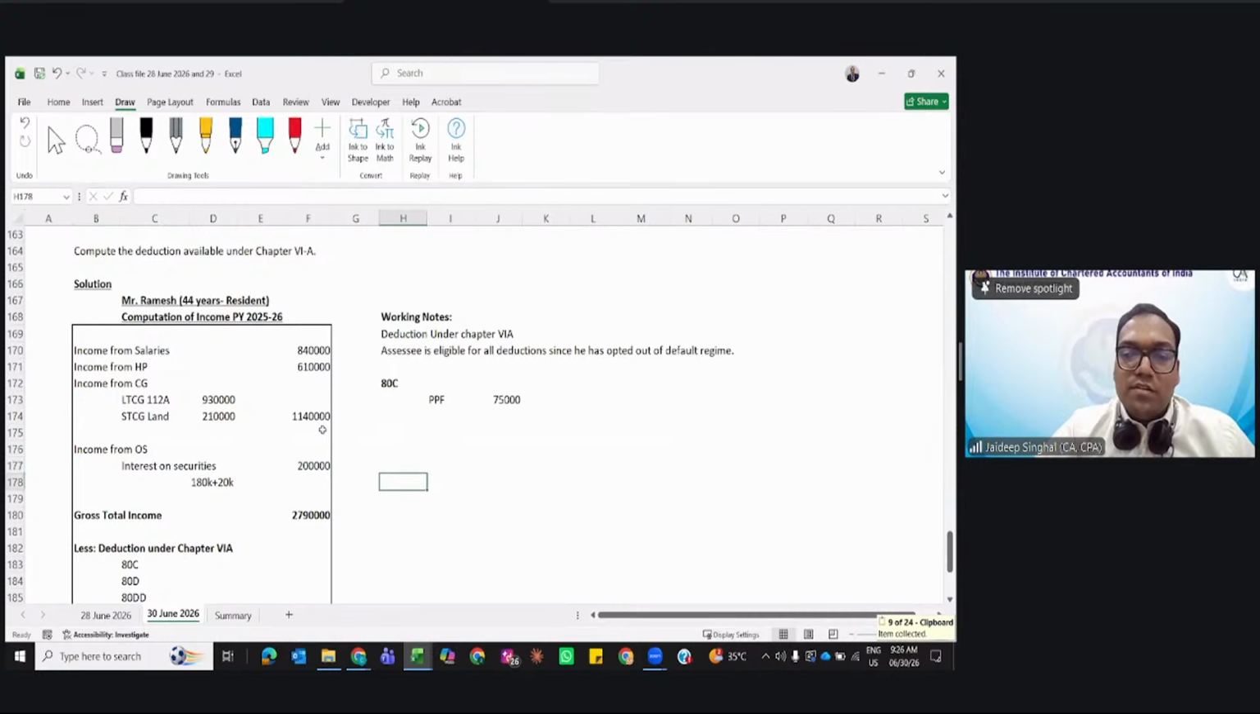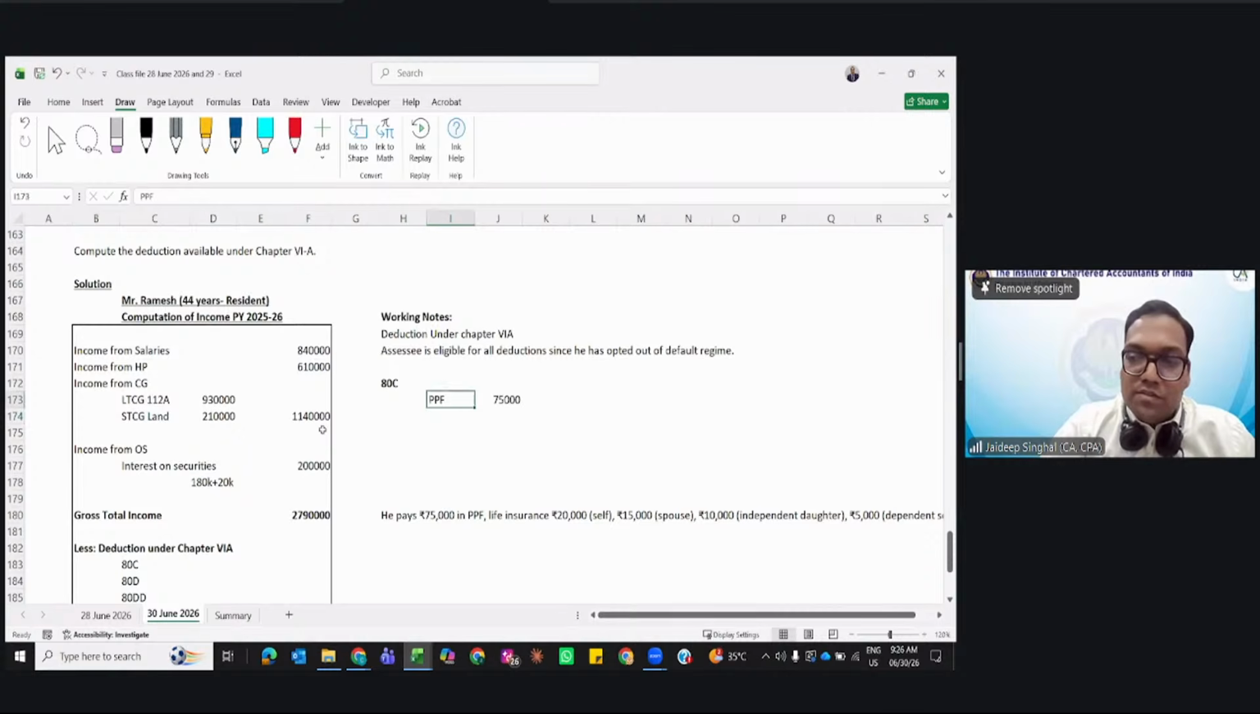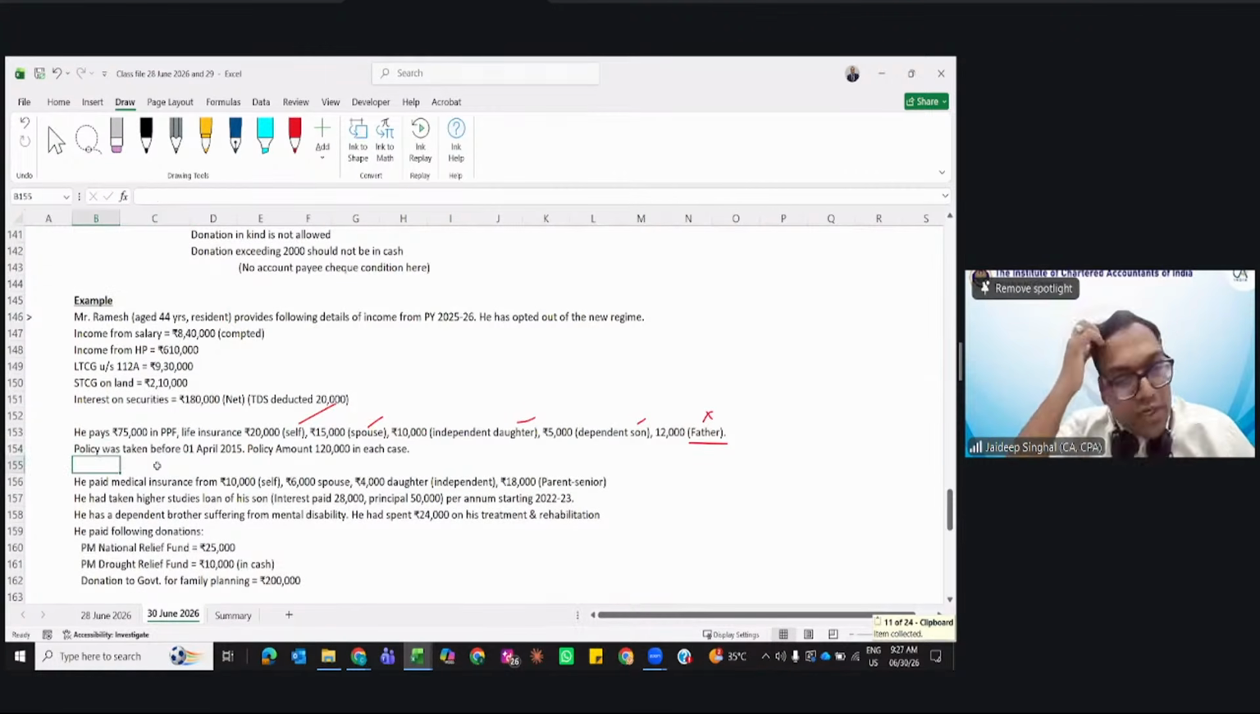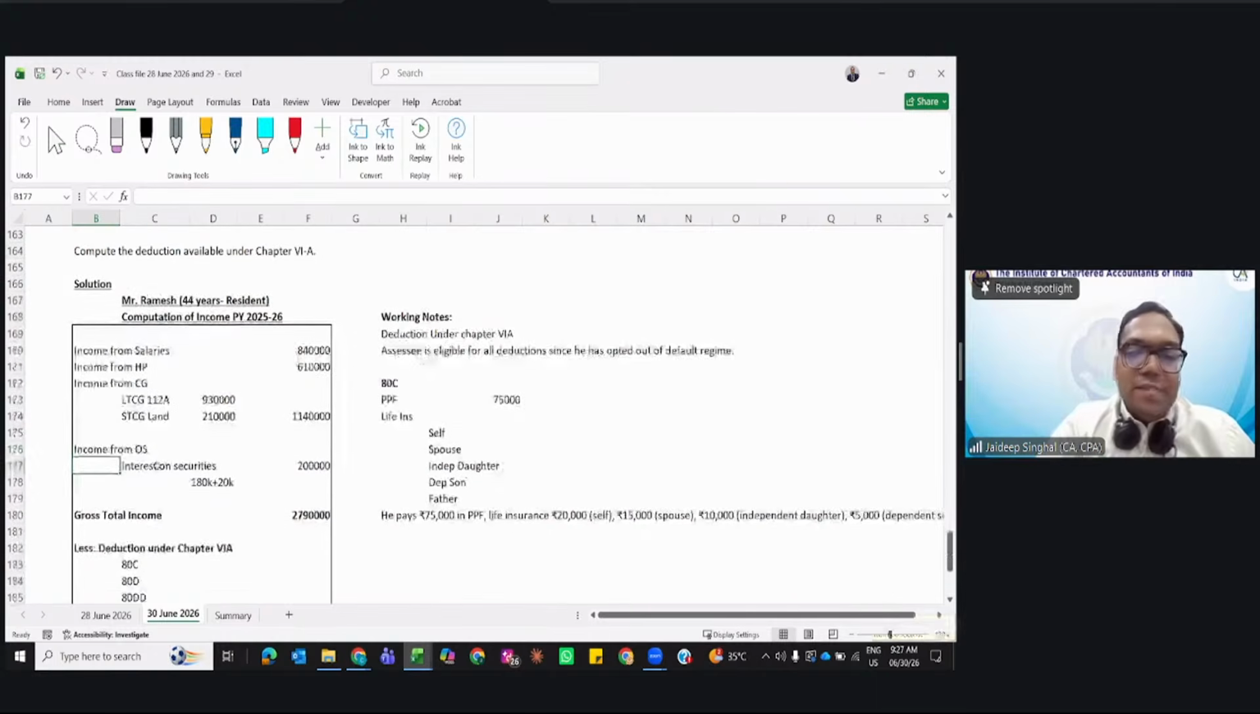I'm just pasting it here. PPF was this much. Then they have paid life insurance for self, spouse, then independent daughter, then dependent son, then father. Now I have said the policy is taken on 1st of April 2015. Policy amount is 1,20,000 in each case, so every time we will apply 10%.